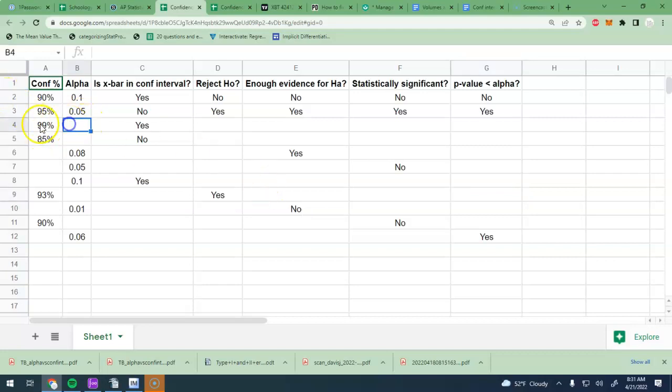So if I were to fill in the next one, 99% goes with an alpha of 0.01. If x bar is in the confidence interval, then we think everything's fine. I would have no reason to reject H0. There's not enough evidence. It's not statistically significant, and the p-value is not less than alpha. That's like the first one you guys had to do. Is this making sense or no?